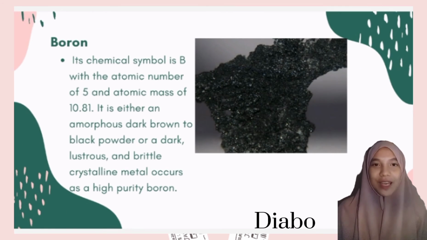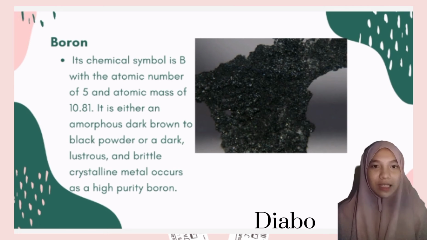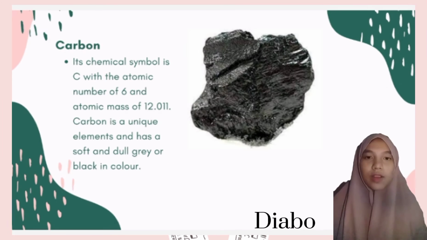Next one is boron. Its chemical symbol is B, with the atomic number of 5 and atomic mass of 10.81. It is either an amorphous dark brown to black powder or a dark, lustrous, brittle crystalline metal, occurring as a highest purity boron. Extremely hard and resistant to heat, boron is a weak low temperature conductor of electricity, but when temperatures increase, it improves.